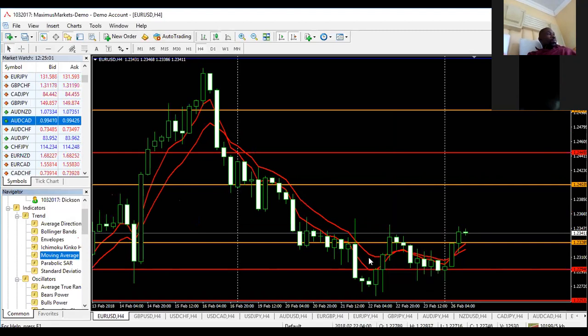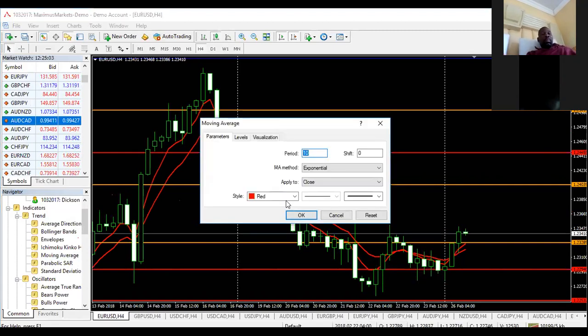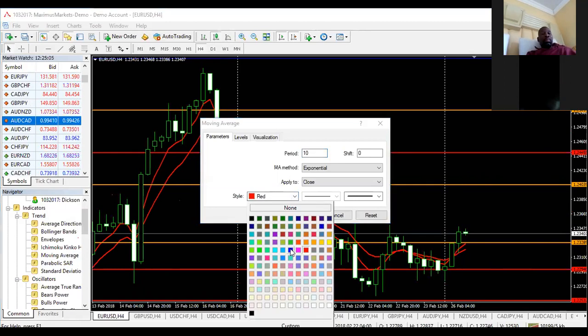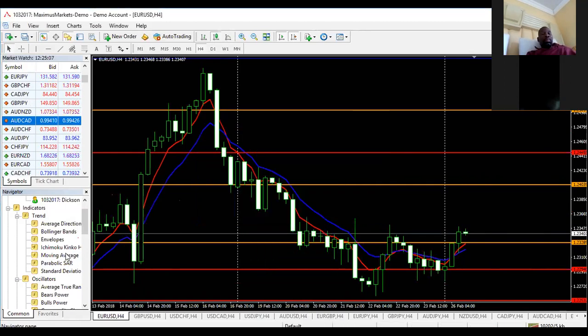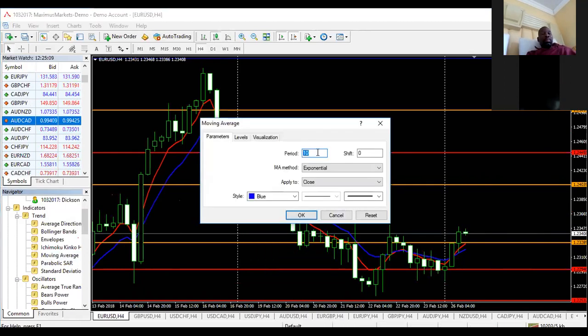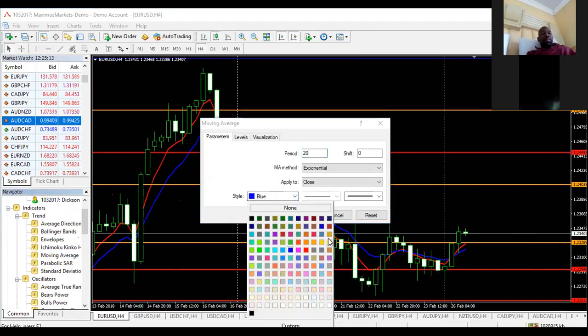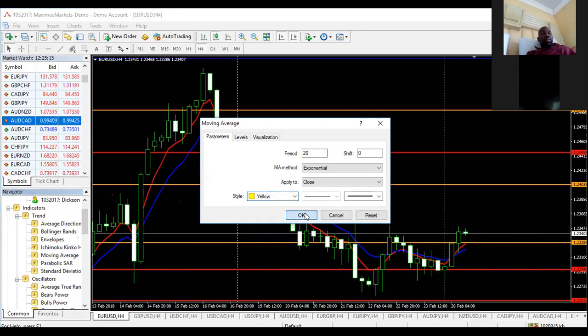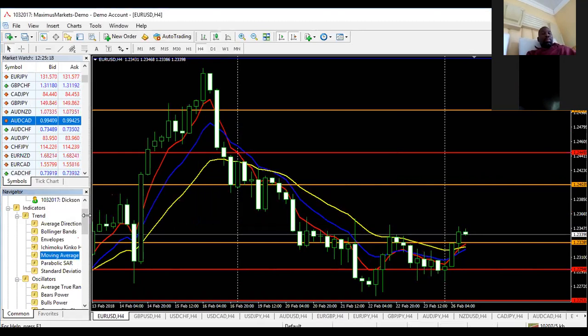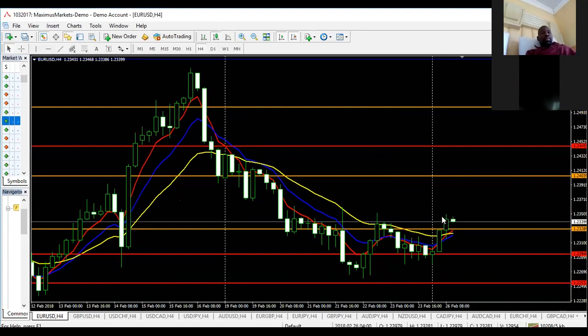Okay, let me change that color to blue. Moving average 20, the color to yellow. Say okay. Now look at it. You see the moving average. If you are trading this moving average, you are going to come into the trade at this candle.